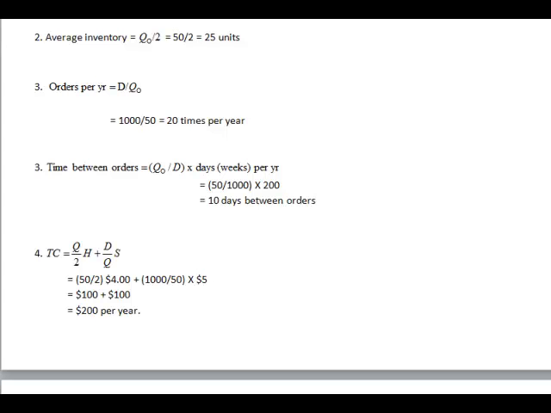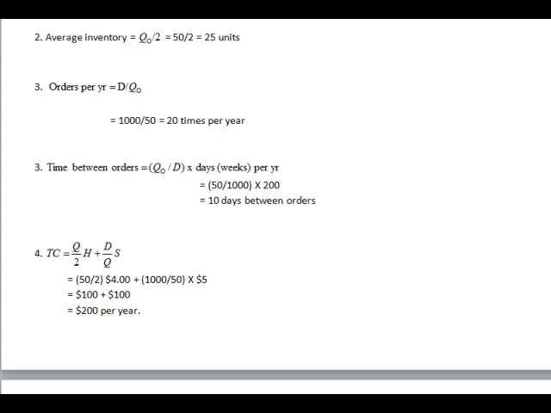So how much time elapses between an order? So we order 20 times a year. How many days are between each of those orders? So the formula for this is our economic order quantity divided by the demand. You'll notice that that is just the inverse of the orders per year.